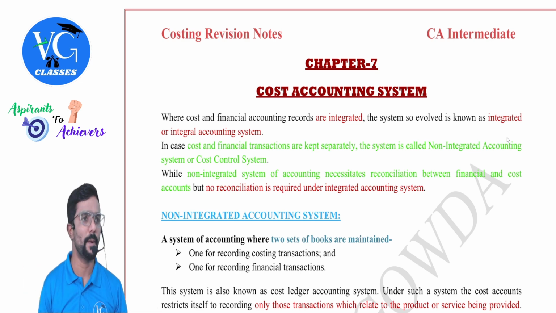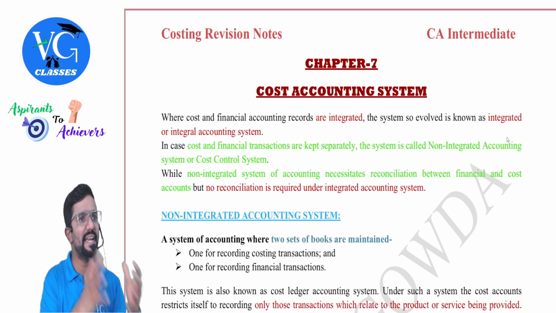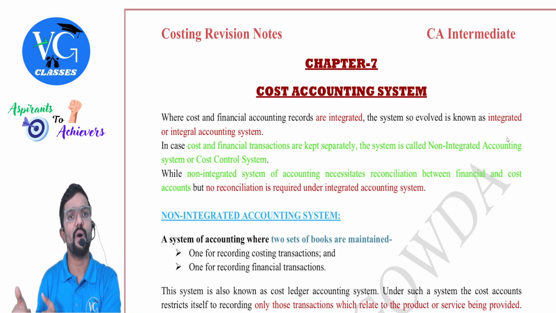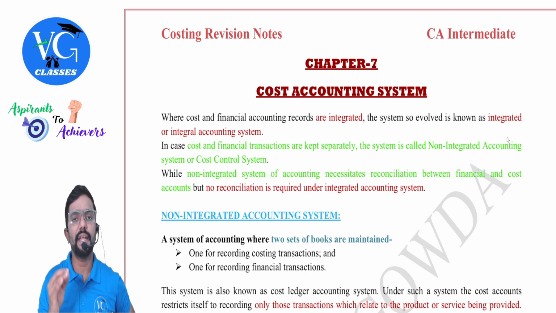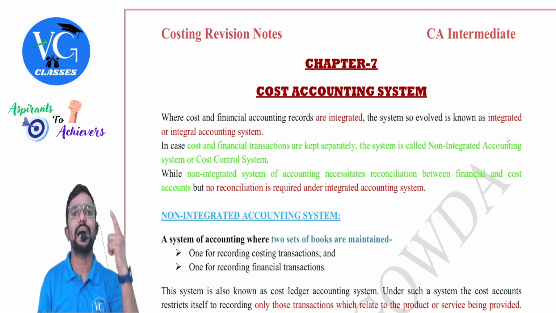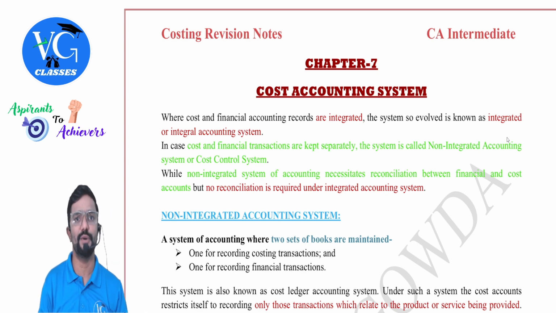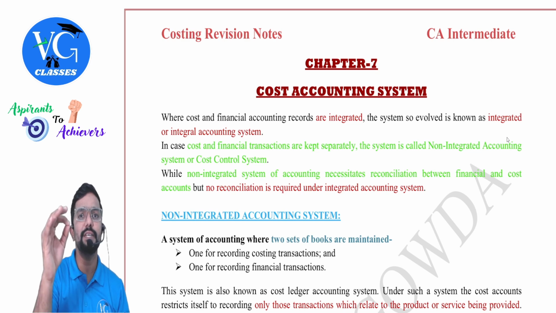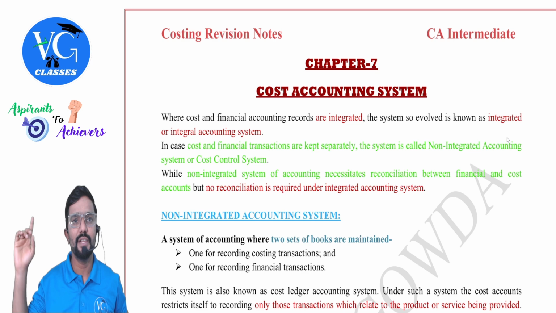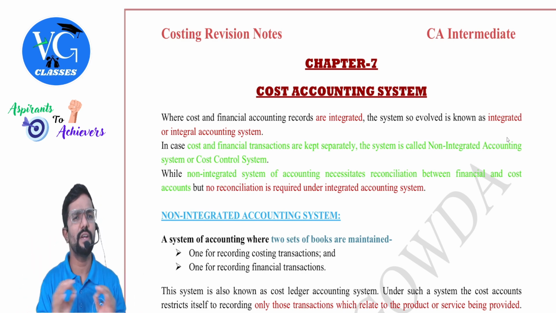Guys, why this chapter? See, there are two systems of maintaining the accounts. One is called integrated, the other one is called non-integrated. Under integrated, we will pass the entries in the same books for both costing transactions as well as financial transactions. That means we will maintain only one set of books. When I maintain only one set of books, there will be only one profit. There is no need to reconcile.